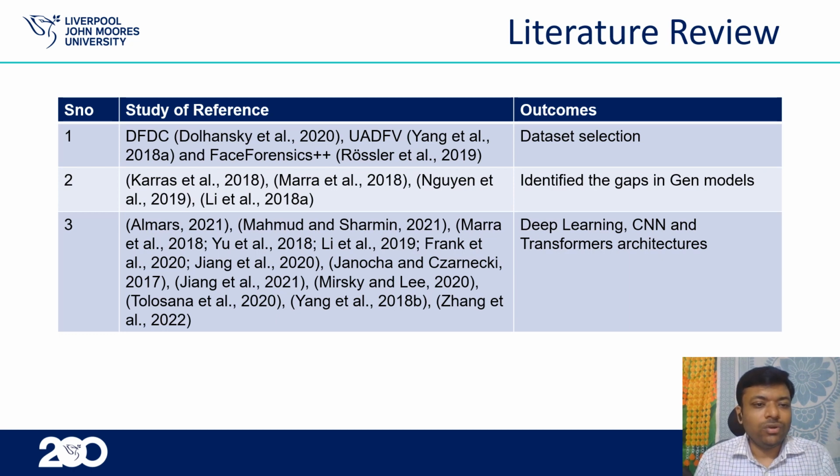Here are a few references as per my thesis journey. So I categorized three outcomes. One is the data selection, another one is identifying the gaps in the Gen models, and the next one is going through deep learning, CNN, and a lot of transformer architectures in the field of deepfake.